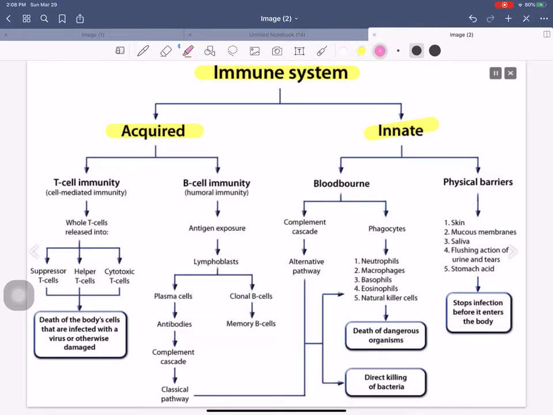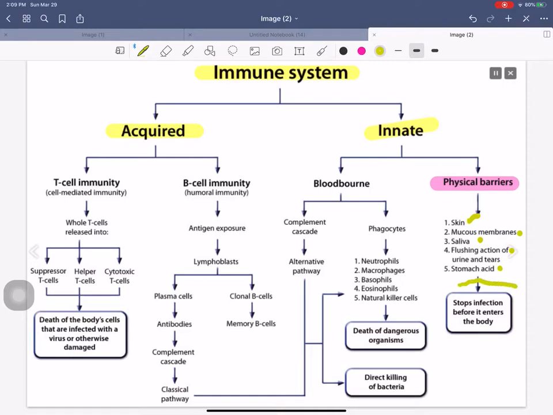Now let's look at the different parts of the innate or the non-specific. The first thing we can look at would be the physical barriers. And looking at the physical barriers, not surprisingly, you can think of it: skin, the mucous membranes, saliva, the flushing action of tears and urine, stomach acid.